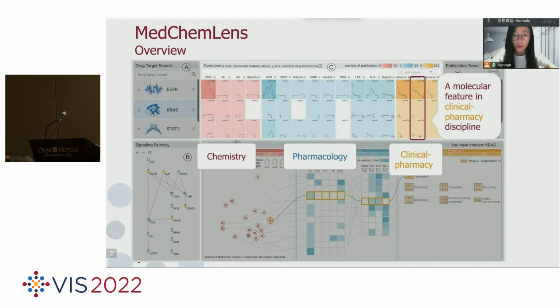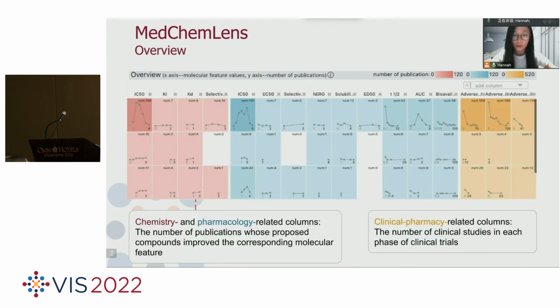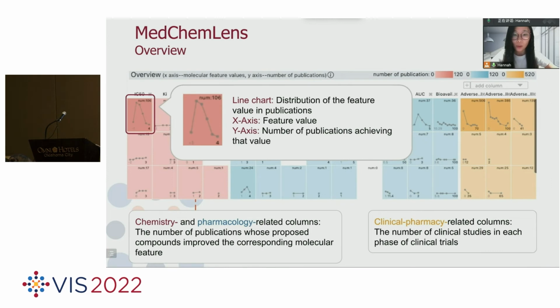Each column represents a molecular feature. The chemistry-related, pharmacology-related, and clinical pharmacy-related columns are colored in red, blue, and orange themes respectively. These columns are arranged from left to right following the drug discovery process to show the research progress of the drug target. As for each cell, the background color denotes the number of publications or studies focusing on the corresponding molecular feature. Besides the background color, we use line charts to display the distributions of each reported feature value in each corresponding cell. This summarizes the performance of related work on a molecular feature and also implies the research potential, value, and difficulty of a drug target.